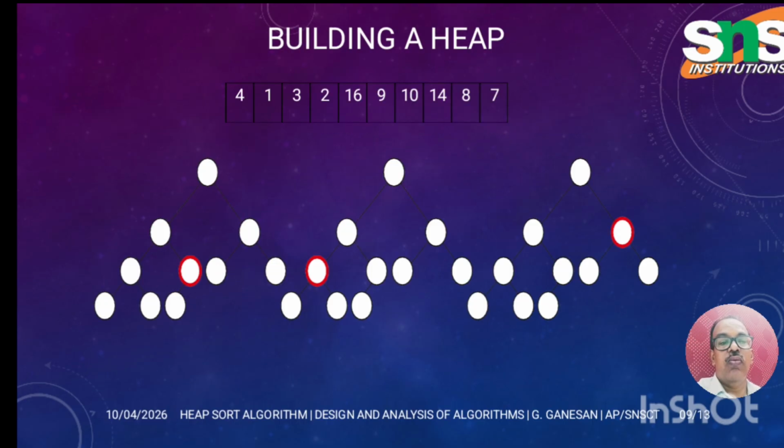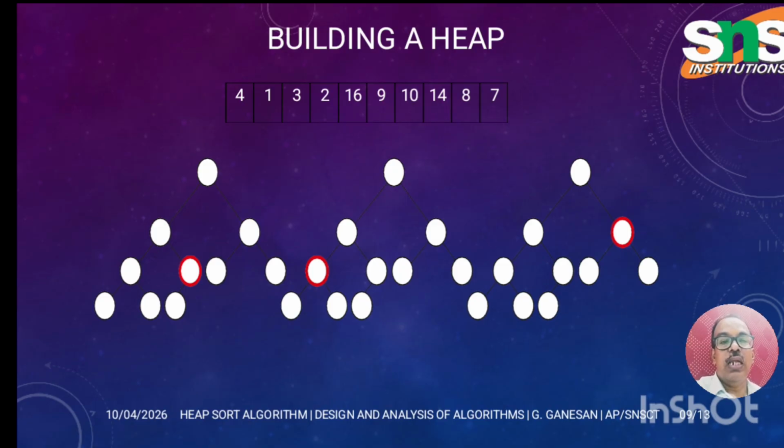Here the elements are given, the array is there: 4, 1, 3, 2, 16, 9, 10, 14, 8, 7. These are the given elements in the array. Our goal is to arrange these elements in ascending order or descending order. So we are arranging here in ascending order. The result is 1, 2, 3, 4, 7, 8, 10, 14, 16, the order like that. So what is the first element here?